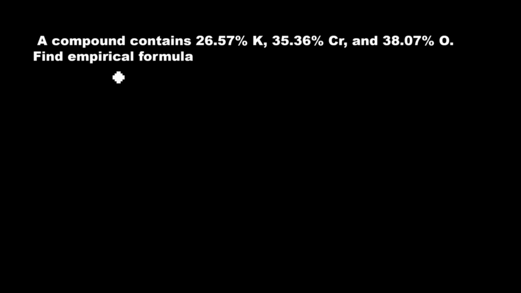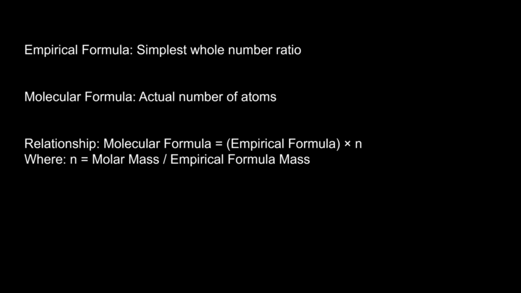The second type of question that can be asked from this part is: a compound contains 26.57 percent of potassium, 35.36 percent of chromium and 38.07 percent of oxygen. Find the empirical formula. What is the empirical formula? The empirical formula is the simple whole number ratio. I would always say the empirical formula is like a nickname. It is more generic.